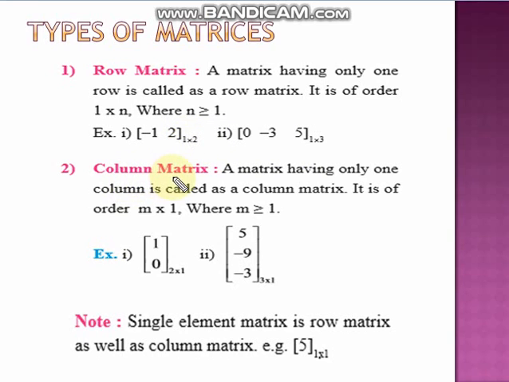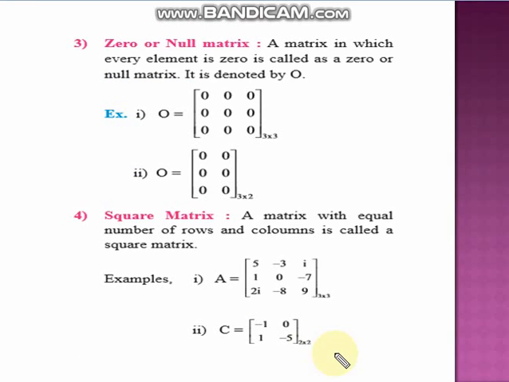Now what about the column matrix? You can see that these are 2 column matrices. There is only one column, but how many rows in the first matrix? 2 rows. So order is 2 by 1. In this example, there are 3 rows, so order is 3 by 1. First row is 5, second row is -9, third row is -3. Now it is obvious that a single element matrix is a row matrix as well as a column matrix. Why? Because in this example, you can treat 5 as one column or 5 as one row.